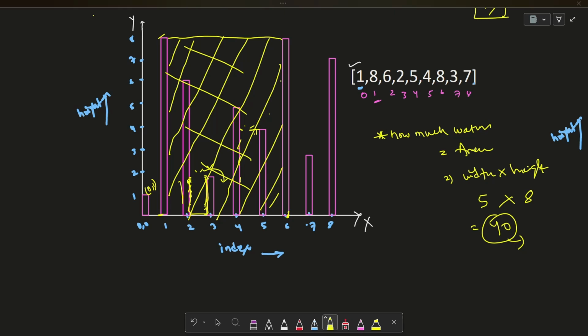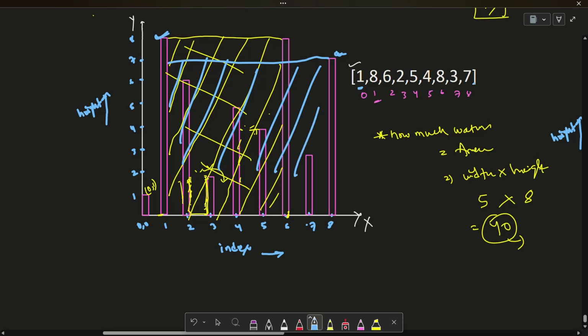Let's consider one more pair, like this one and this one, and we'll try to calculate how much water it will contain. Now this much water it will contain, right? This is the minimum height. Now the width is 1, 2, 3, 4, 5, 6, 7. 7 is the width. The height, how much height? This much, because up to here the water can hold.